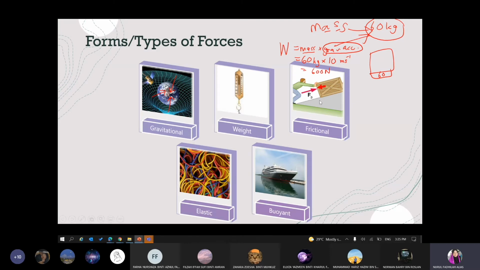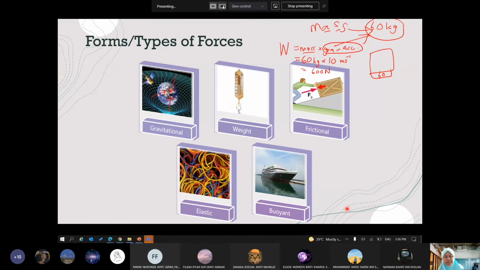Now, what are the other forces? Okay, frictional force. Now you see in this diagram, can you see my cursor? Here we have two arrows. Do you see the two arrows? One arrow pointing slanted up to the right, and the other arrow pointing downwards to the left. Both are red. Now one is longer than the other. And you see this person is pushing the box upward, along the ramp.